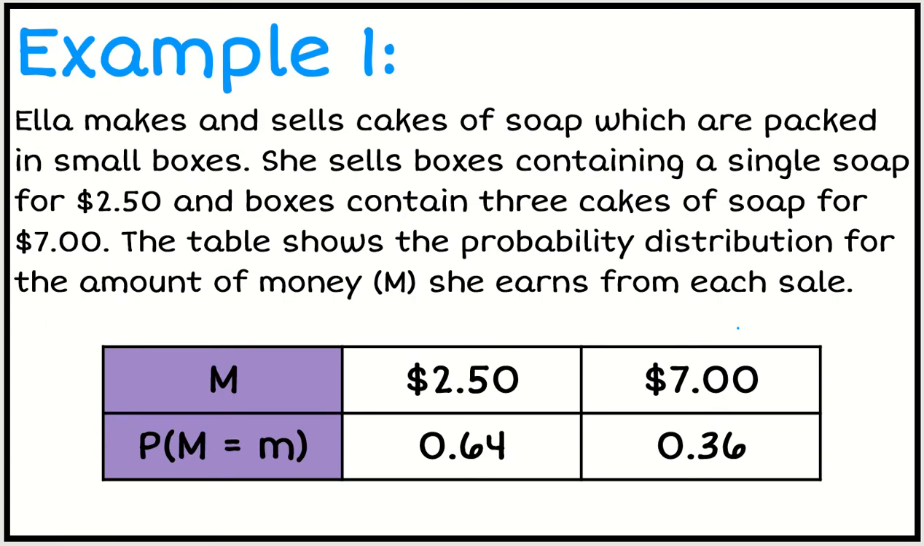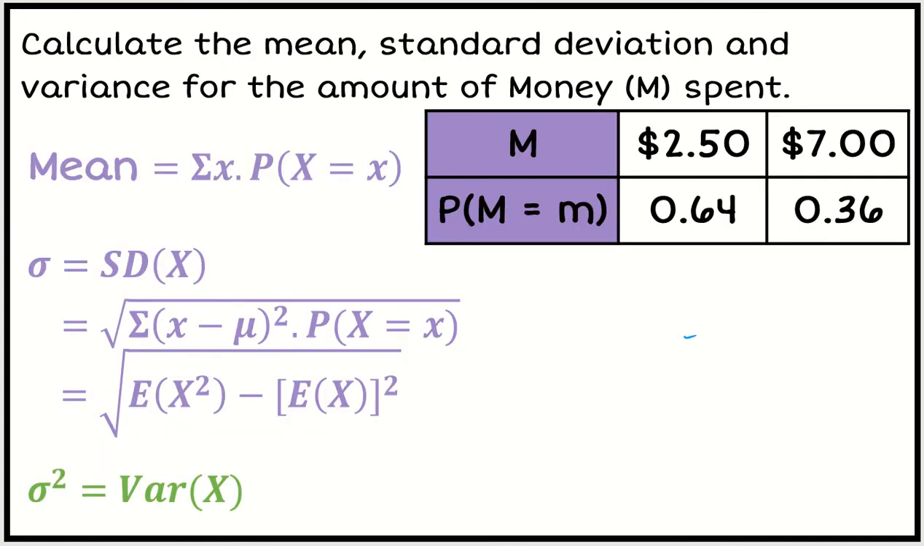So Ella makes cakes of soap and she's got two sizes. One, the small one, which she sells for $2.50, and that has a probability of 0.64. And she has a larger one with 3 cakes of soap, which she sells for $7, and she's got a 0.36 probability of that. So the first thing that we need to do before we can do the linear combination is actually work out the mean and standard deviation and variance of the amount of money that she makes. So that's what our first step is to do.